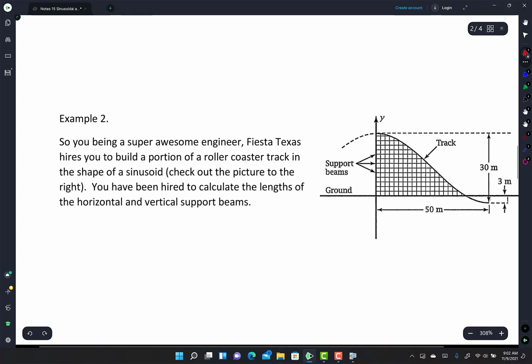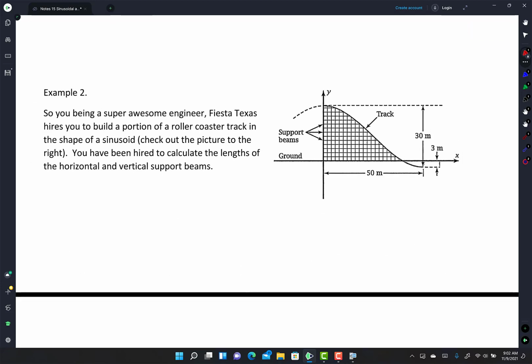Check it out. The next one looks cool. It's a roller coaster, guys. Wow. I want to make a roller coaster now.